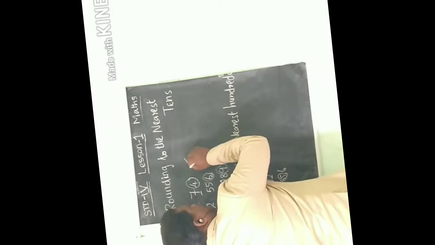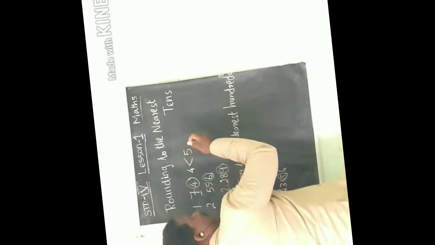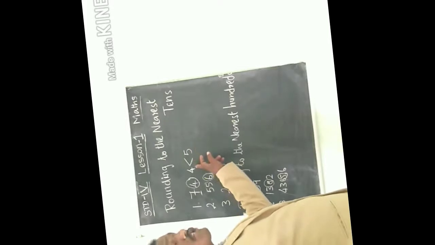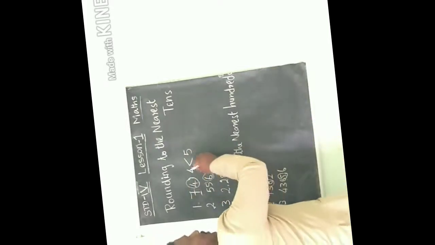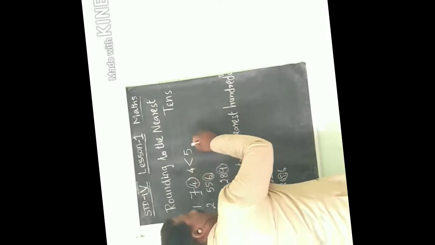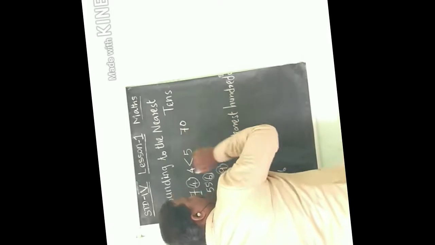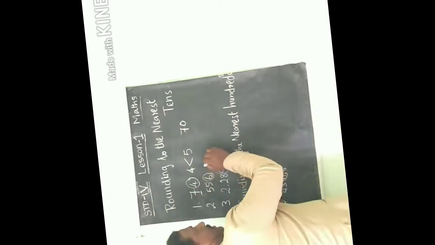It's less than 5, it's a 4. It's below 5. Compared to 5, it's a smaller number. Smaller than 5 means we have to round down, so 70 is the rounding number. Okay. So here we have to take this number 6.